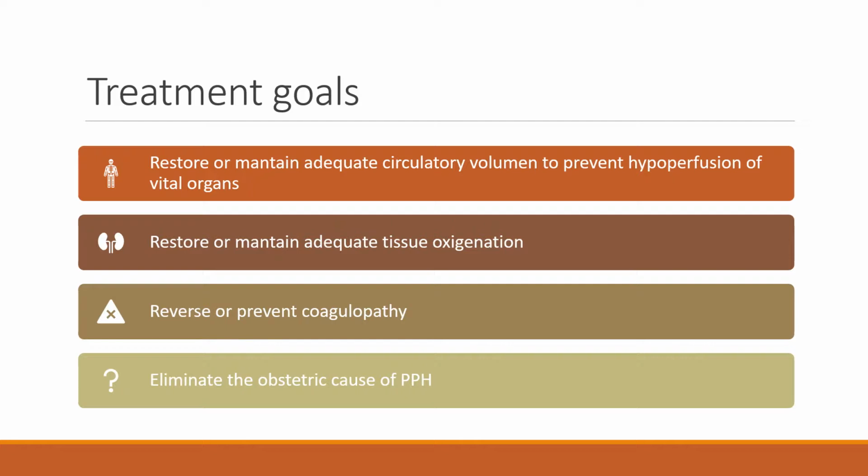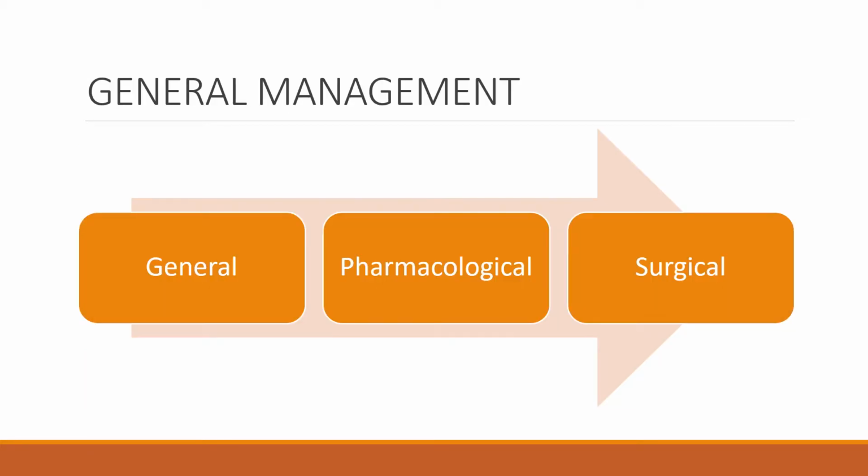The third treatment goal is to reverse or prevent the coagulopathy, in case we are in the fourth T, the coagulopathy, the thrombin. And the fourth treatment goal is to eliminate the obstetric cause of PPH. We're going to see each one and what to do specifically. What about the general management? We have to start with the general management, then the pharmacological management, and finish with the surgical. That's why it's very important to ask for help from the surgical team, the consultant, etc.